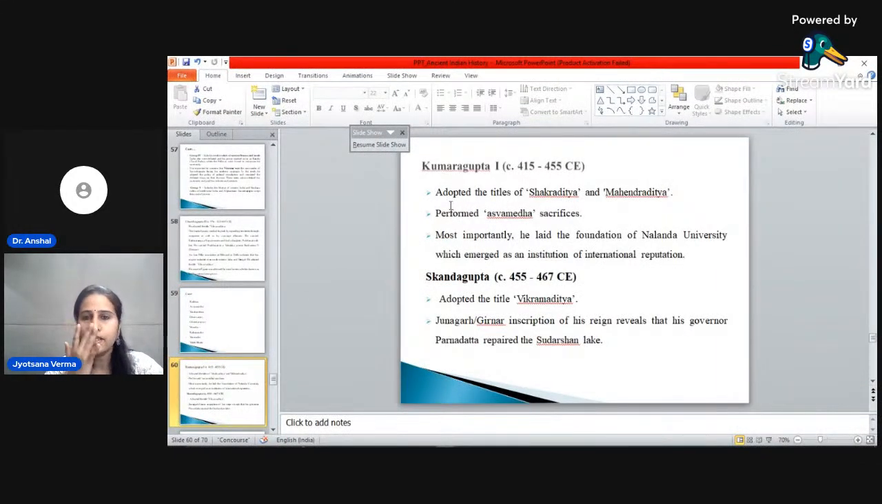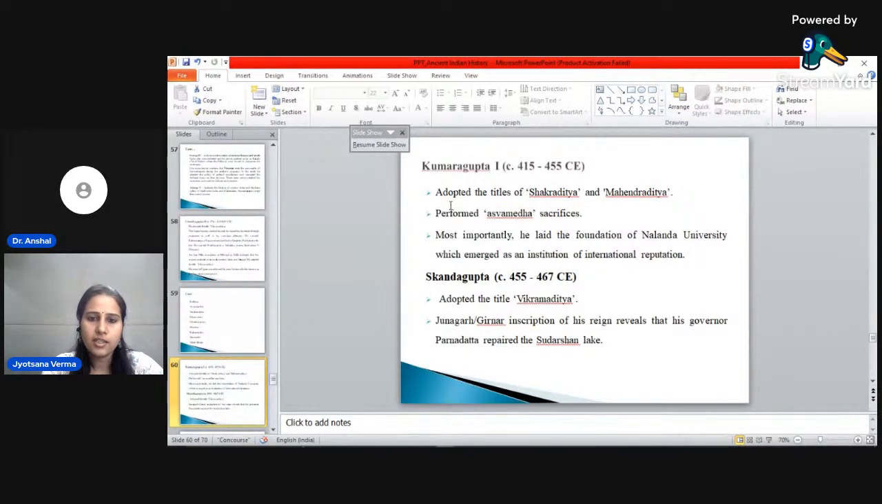And another important ruler in this dynasty, Kumargupta, adopted the titles of Sakraditya and Mahendraditya, and he performed the Ashwamedh sacrifice, and most importantly, he laid the foundation of the Nalanda University. This is the important international university of the ancient period, which emerged as an institution of international reputation.